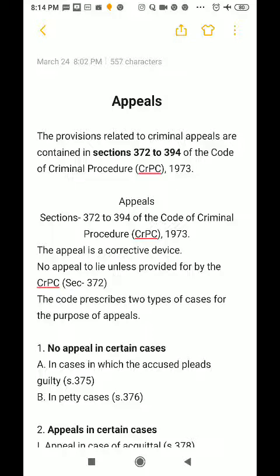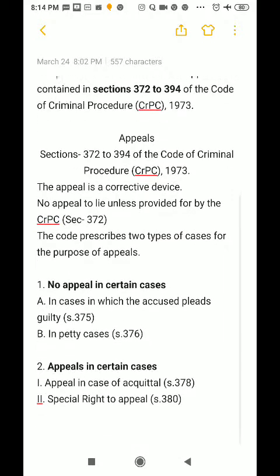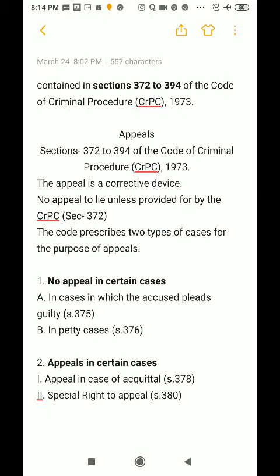So, in this regard, if we think about the term appeal, then we can classify appeal into two parts. The first part says about no appeal in certain cases, and the second part tells about appeal in certain cases. Coming to the first part, no appeal in certain cases. So, in which cases can appeal not be filed?